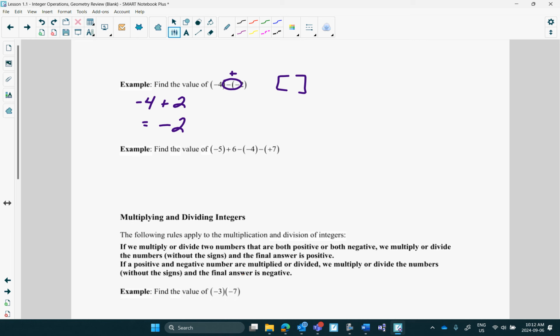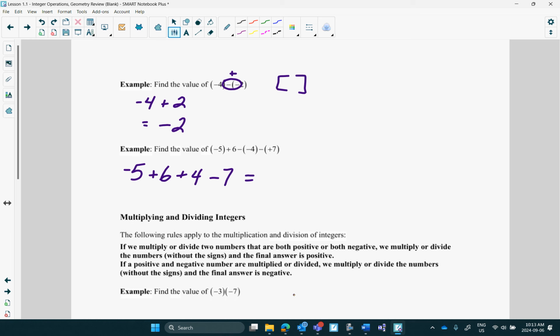Here, take any double signs and combine them into one. So I've got a -5, I don't need the parentheses. This is just a single sign, +6. This becomes +4, yes. And that becomes -7. So now it looks like a question that we did earlier on.